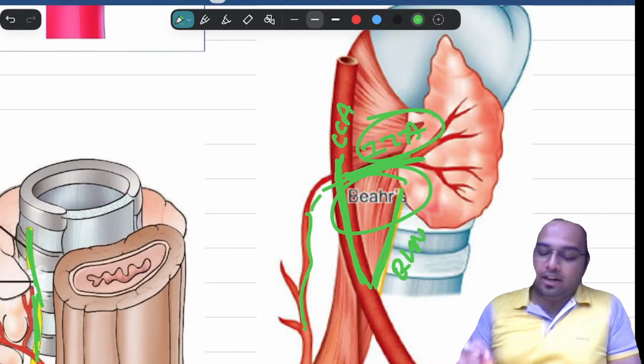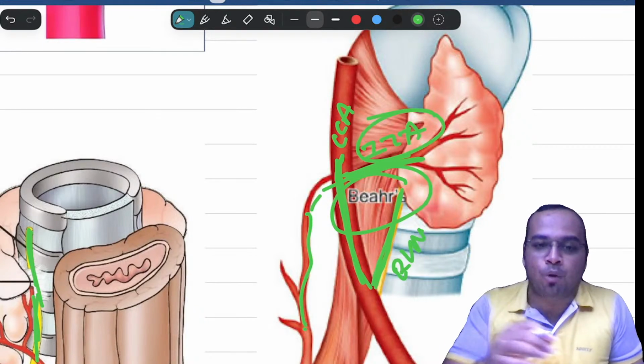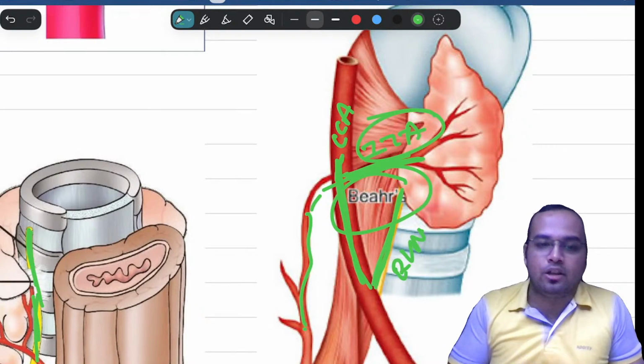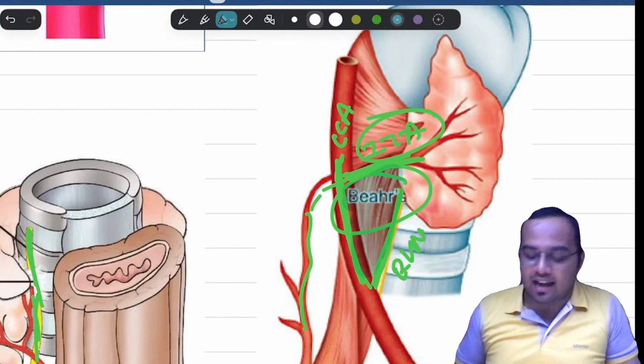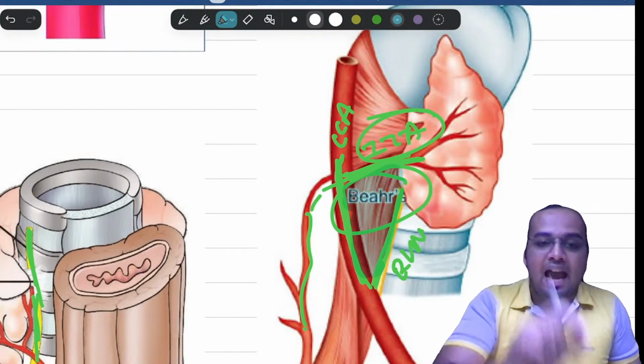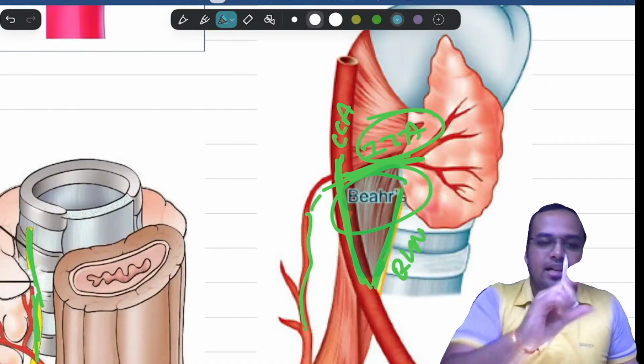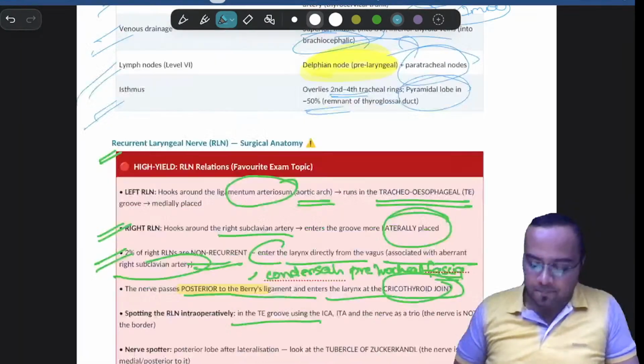So whenever you are going to go for nerve tracing, the first point where you are going to trace the nerve is at the level of Beahrs' triangle. So this is Beahrs' triangle, and the nerve is not the content of the triangle. It is the anterior border of Beahrs' triangle. So that is the first point where you are going to spot the nerve.